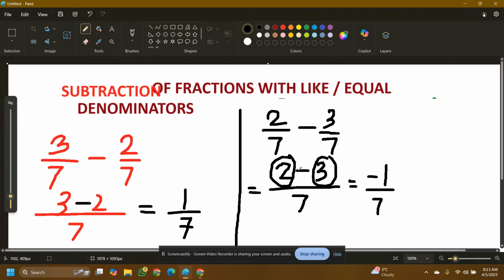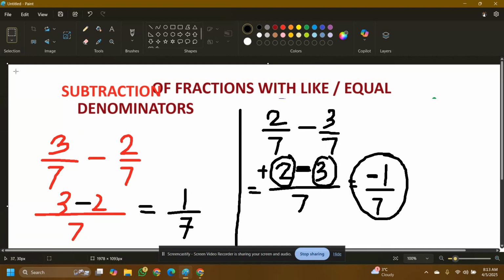But over here, 3 has got a negative sign. So when the signs are different, we always do the subtraction and put the sign of the number which is greater. So 3 is the bigger number over here, but it has got a negative sign. So I use that negative sign and the answer would be -1/7. So that is how the subtraction or the addition of fractions with like or equal denominators works.